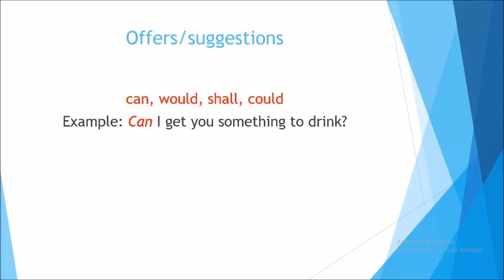Now, offers and suggestions in English are expressed by can, would, shall, or could. Can I get you something to drink? This is an offer. And of course, if you want to sound more formal, more polite, you can use could. Could I get you something to drink? Or if you have a suggestion, you can use shall. Shall we go to the cinema? Or would you like to go to the cinema?